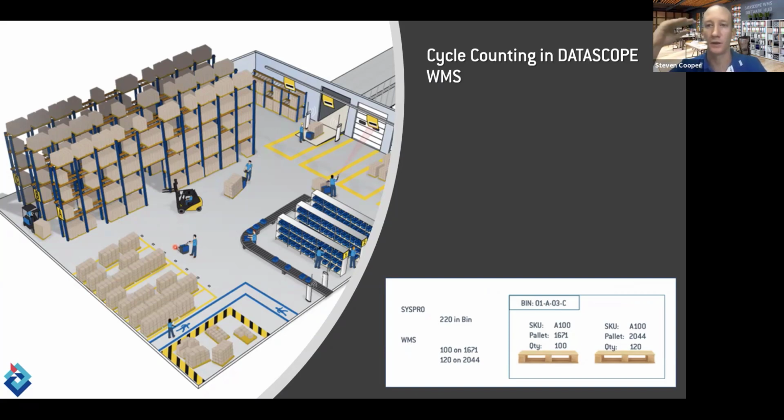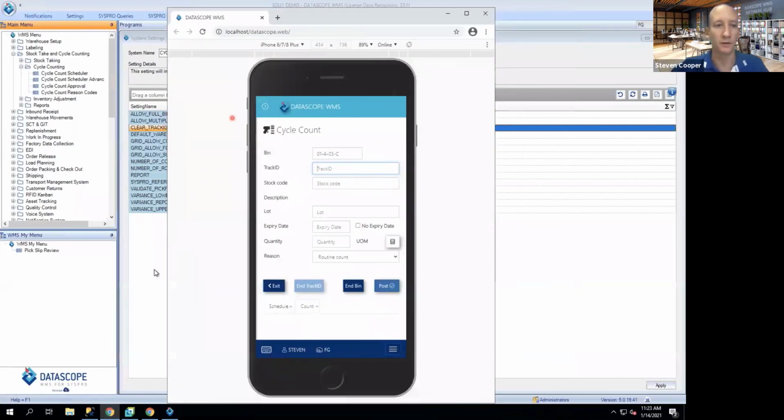So we're not going track ID, stock code, and quantity post, and repeating that. We're going stock code, quantity, stock code, quantity. So it just simplifies that process if that's required for that particular pallet. Okay, so that's the first setting.